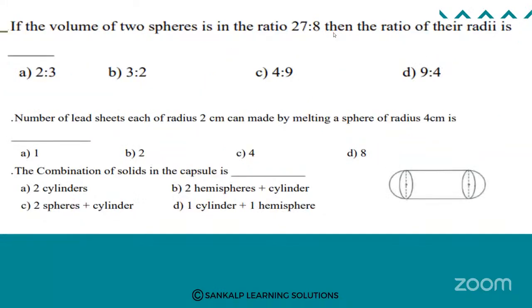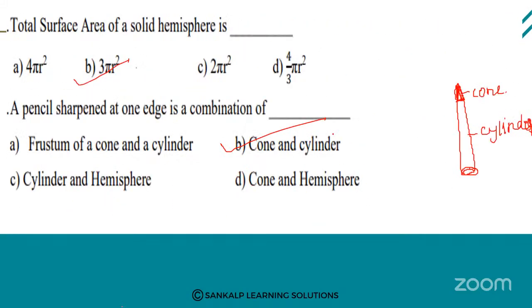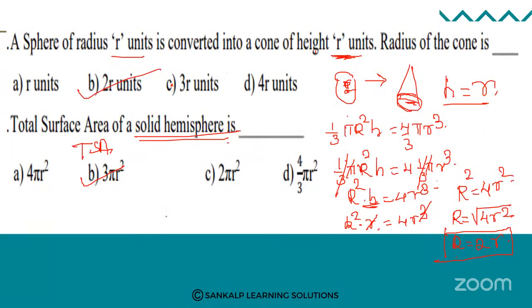If the volume of the two spheres is in the ratio 27:8. Okay. Wait for a minute.